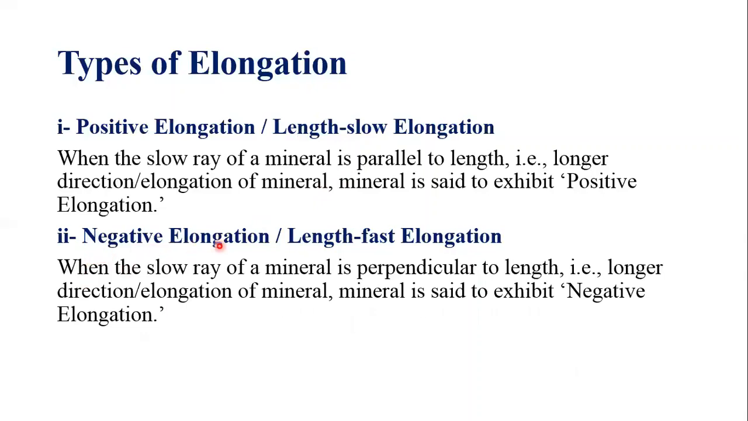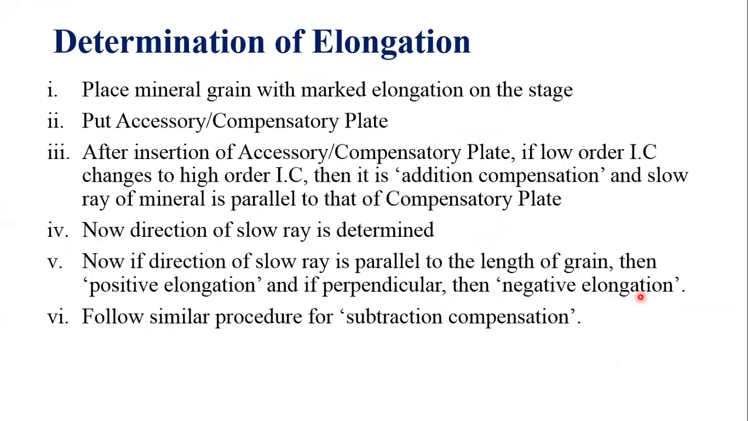On the other hand, in negative elongation or in length fast elongation, the slow ray of mineral is perpendicular to the length. It means that the slow ray of a mineral is perpendicular to the longer direction or elongation of a mineral. And such a mineral in which slow ray is perpendicular to the length of mineral is said to have negative elongation.